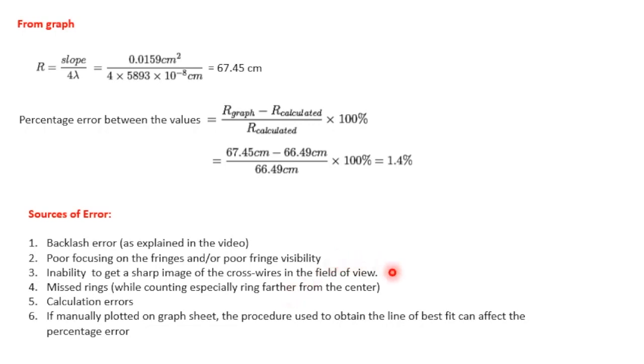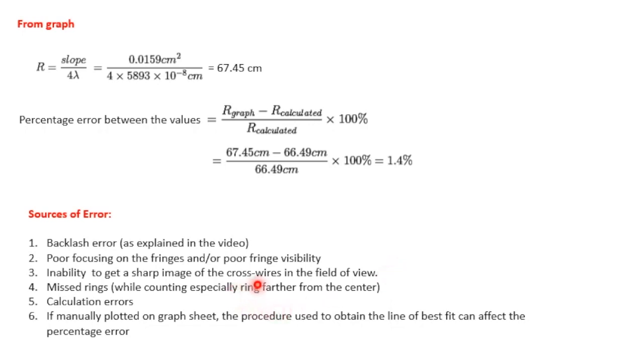A third thing that can contribute to the source of error is inability to get a sharp image of the crosswires in the field of view. Now this can sometimes happen in your experimental setup if the crosswires get slightly dislodged from their actual positions. If you observe that the crosswires are not getting focused, you must alert one of our lab staff to come and fix it for you. Otherwise, if you have a blurred image of the crosswires, you will not know where exactly you're placing the crosswires to take the readings, and you can have error creeping into your experiment.